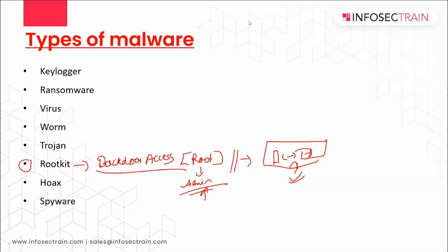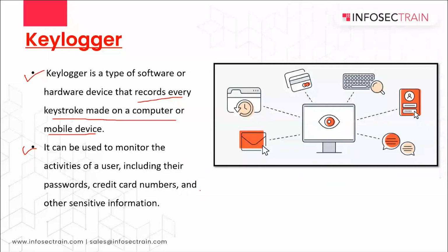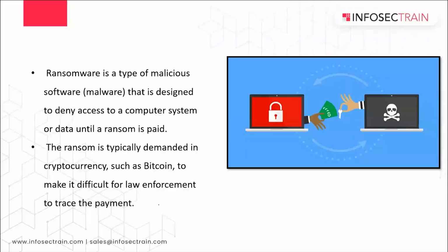A keylogger is a type of software or hardware device that records every keystroke made on a computer or a mobile device. It can be used to monitor the activity of a user, including their passwords, credit card numbers, and other sensitive information. Then we have ransomware. Ransomware is a type of malicious software designed to deny access to a computer system or data until a ransom is paid. The ransom is typically demanded in cryptocurrency such as Bitcoin to make it difficult for law enforcement to track.